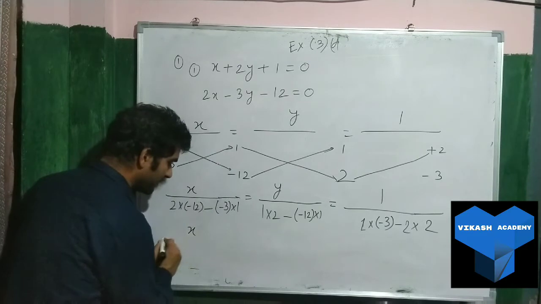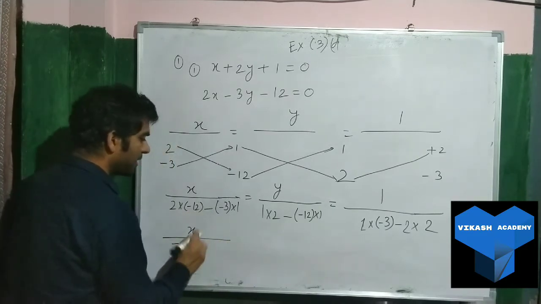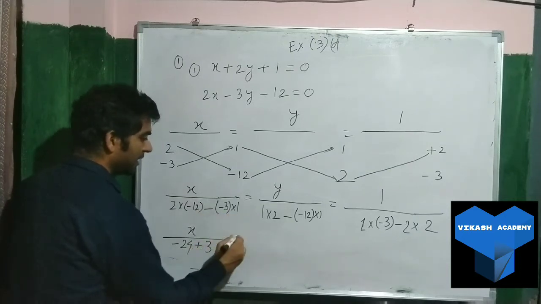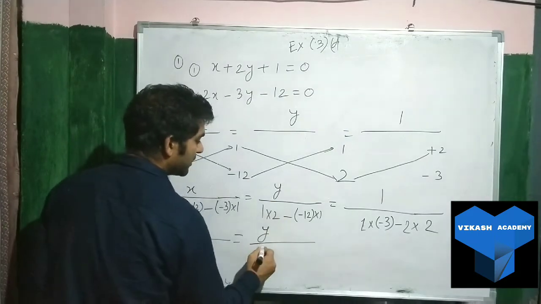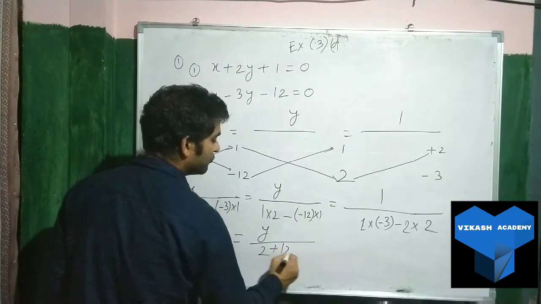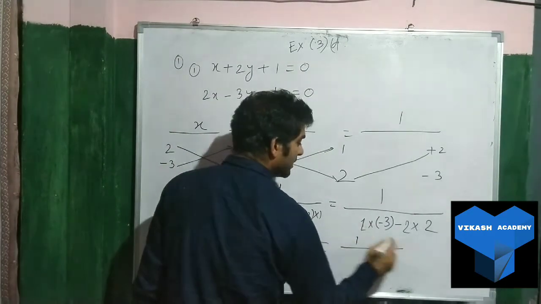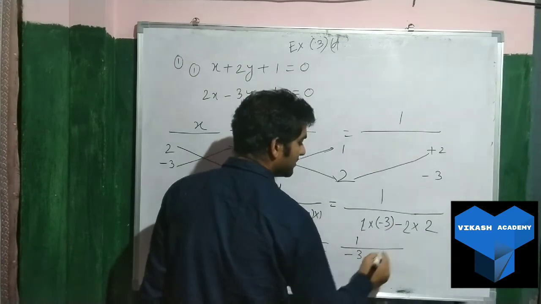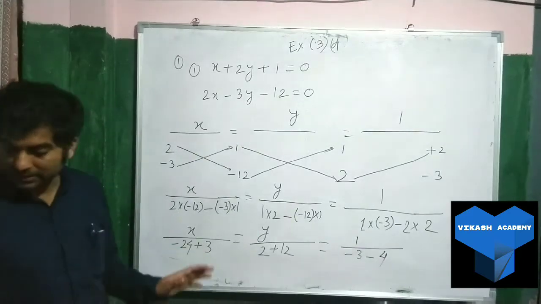X will be x. 2 into minus 12 is minus 24. Minus into minus is plus 3 into 1, 3. Equal, y will be y. Then 1 into 2 is 2, minus into minus is plus 12 into 1, it will be 12. Then equal, 1 will be 1. 1 plus into minus is minus 3, minus 2 into 2 is 4. I hope till here you are clear.